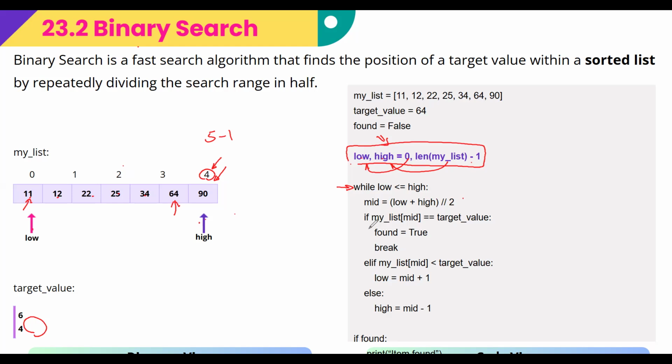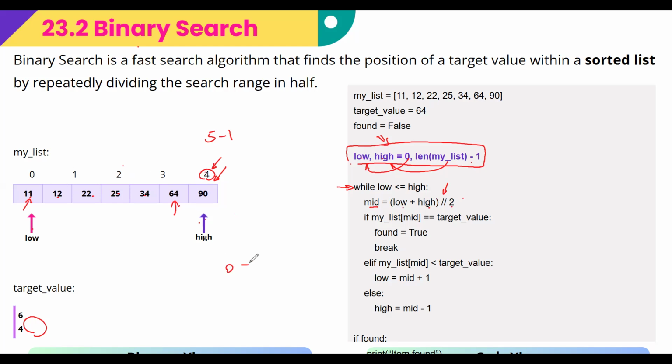Okay. We need to calculate the mid value. What is the mid? We are using integer division. We add these two and divide by 2. So we add the low and the high. If we have 0 and 4, we add them together.